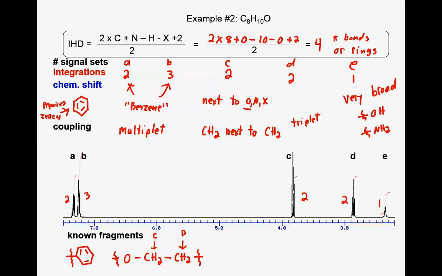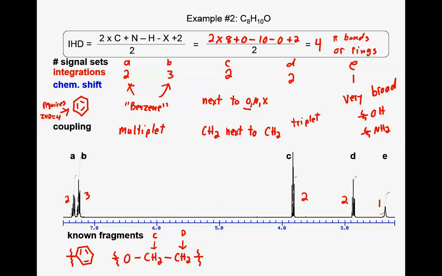Going back to the CH2 next to the CH2, how do you know it's next to a CH2 and not a CH3? We know it's not a CH3 here because if it were a CH3, the N+1 rule would tell us that we would expect a quartet. But we don't see a quartet, we just see a triplet. And so that tells us that we can't have a CH3 there, right? It must be a CH2.